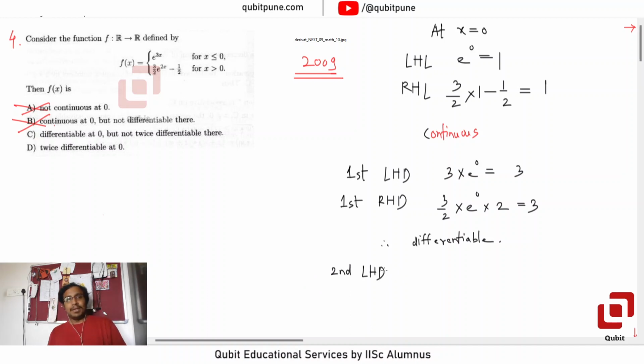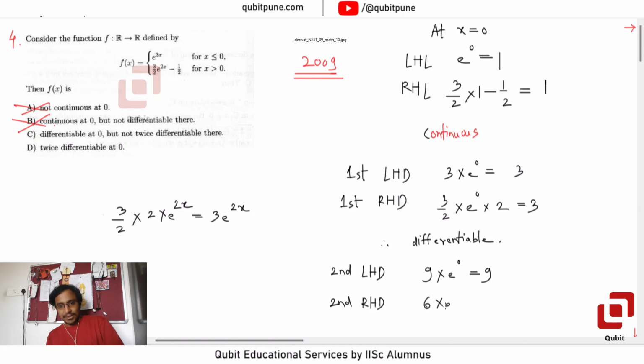Second derivative. e raised to 3x: first derivative is 3 e raised to 3x, so second derivative will be 9 e raised to 3x, but we are substituting x as 0, so this is 9. And what is the second order right hand derivative? The first derivative was 3 by 2 into 2 into e raised to 2x, or 3 e raised to 2x. So the second derivative will be 6 into e raised to 2x at 0, so that would be 6, and they are not equal. So is it twice differentiable? No, it is not twice differentiable, so correct option is C.